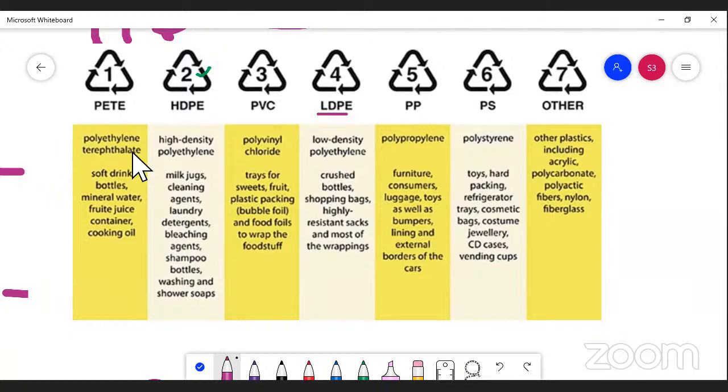And 7 is other plastics, including acrylic, polycarbonate, polylactic fibers and nylon fibers. Okay, these are the uses. So alkene is used in many industrial applications. They are used as starting material for the synthesis of alcohols, plastics and liquids.